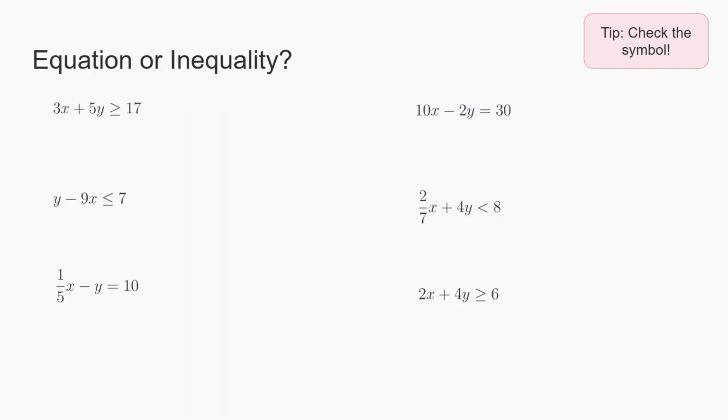Let's start by identifying whether something is a linear equation or inequality. Our first step should be to look at the symbol that will tell us whether something is an inequality or not. So we have 3x plus 5y is greater than or equal to 17. Our symbol is greater than or equal to, so we know that it's an inequality. And here we have 10x minus 2y equals 30. We have an equal sign, so we know that's an equation.